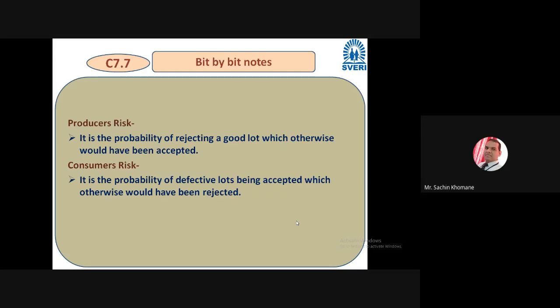Okay, so producer's risk, the name itself is telling who is producing that component, that person is having certain risk. So what is it? It is the probability of rejection of a good lot which otherwise would have been accepted. That means my product was all good, everything is good, but still the lot is going back. So whose risk is it? Producer's risk. So it is the probability of rejecting a lot that otherwise would have been accepted.